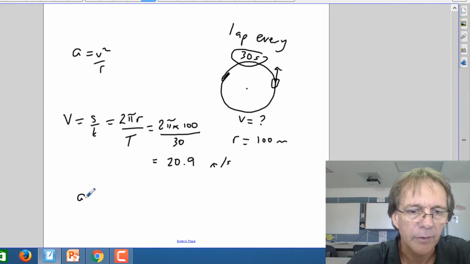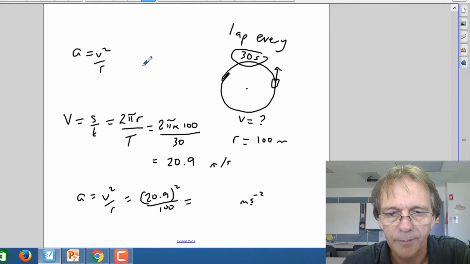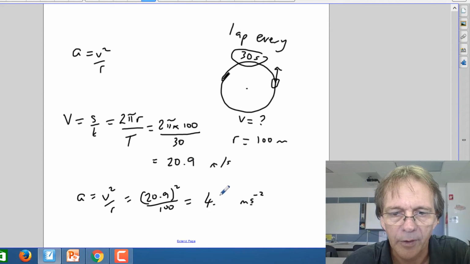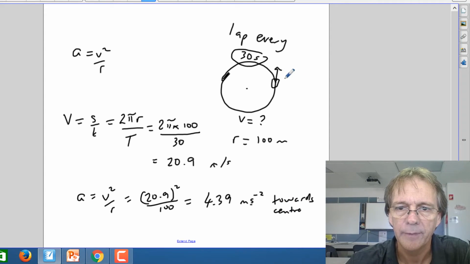So when you want the acceleration of that object, you're going to do v squared over r. You're going to do 20.9 squared divided by your radius there of 100 metres, and you'll get an acceleration in metres per second squared. Sorry, 4.39. So 4.39 metres per second squared, and that's towards the centre, because I just said before that it's always towards the centre. So the velocity is that way. The acceleration is always at 90 degrees to that. Well, that's not a very good 90-degree angle.